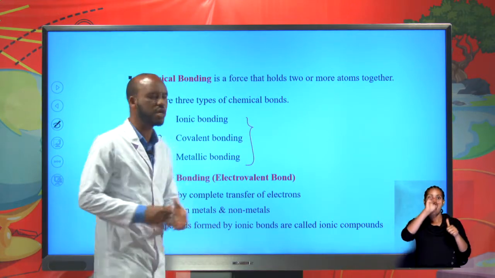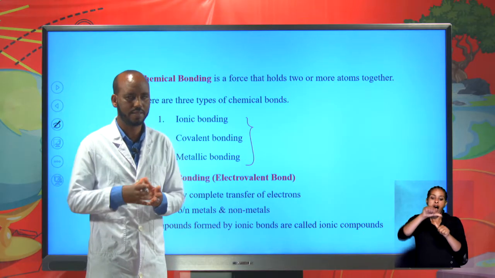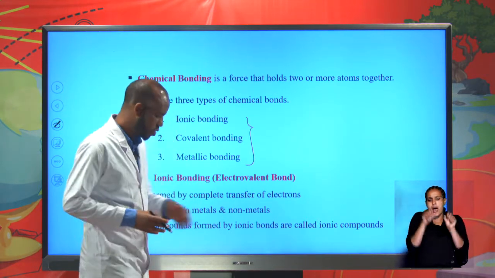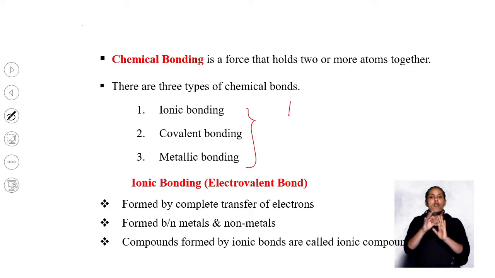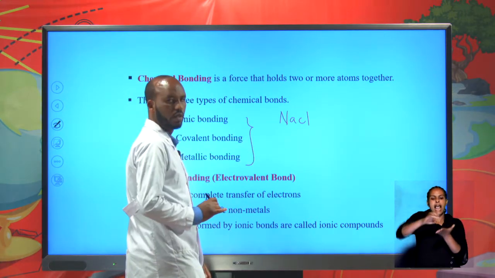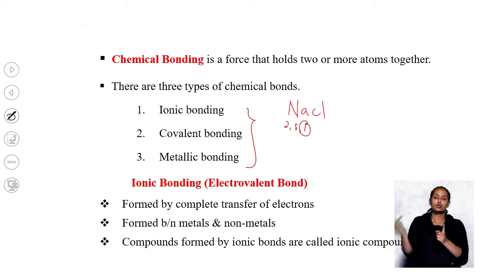One, ionic bonding, known as electrovalent bond. Ionic bond is formed by complete transfer of electrons from one atom into another, from metal into non-metal. You can take sodium chloride as an example. Sodium is a metal. It has one valence electron, with electronic configuration 2, 8, 1.